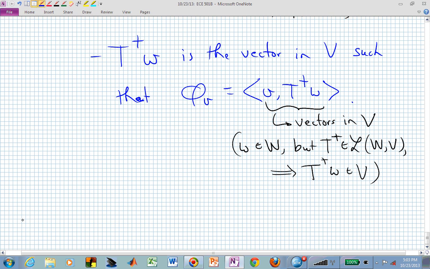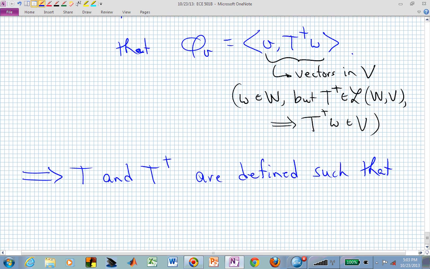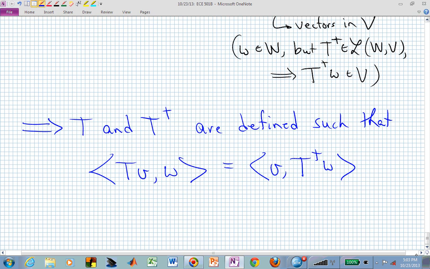What we're saying is that T, this linear map, and its adjoint are defined such that the inner product of TV with W is actually equal to the inner product of V with T dagger W. And one is an inner product on W, one's an inner product on V, but they both give you scalars, so we can make those scalars equal.